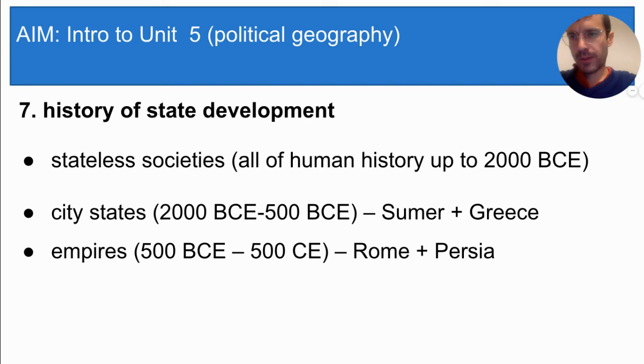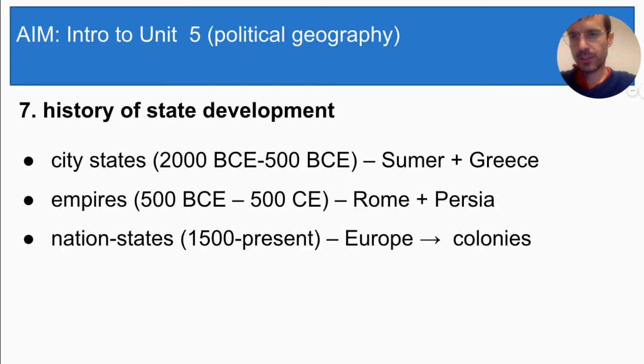Beginning around 500 BCE, leaders in some parts of the world extended their power over larger areas of land and created what are called empires. Empires involve many different cultures or ethnicities under the control of a single government. Many empires arose around this time, and two of them include the Roman Empire and the Persian Empire. So, for the first few thousand years of state development, the trend was from smaller states to larger states.